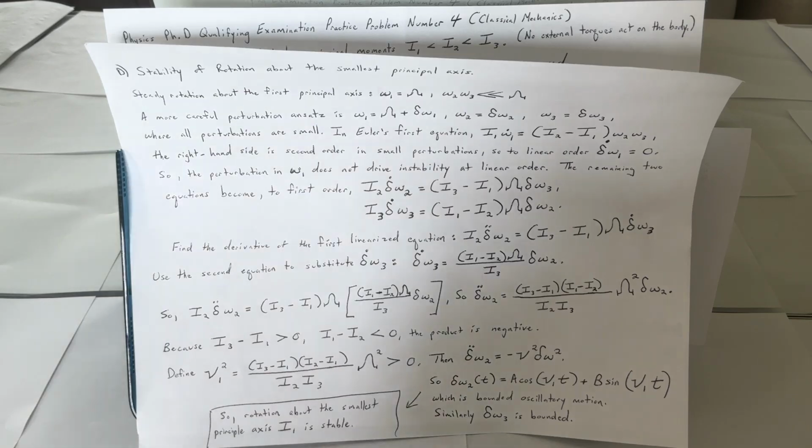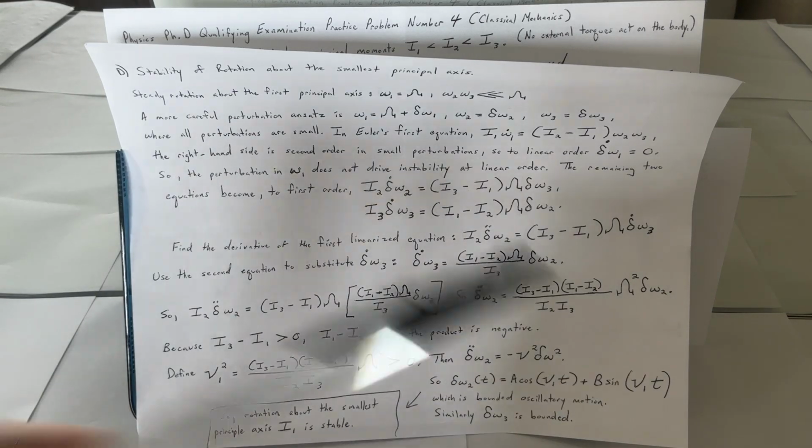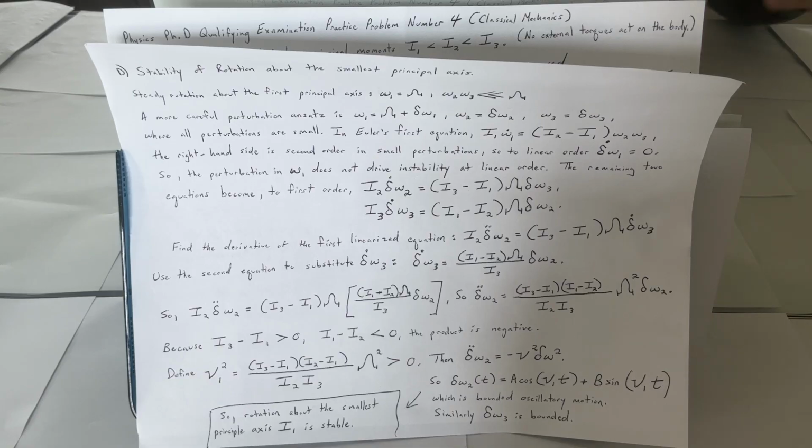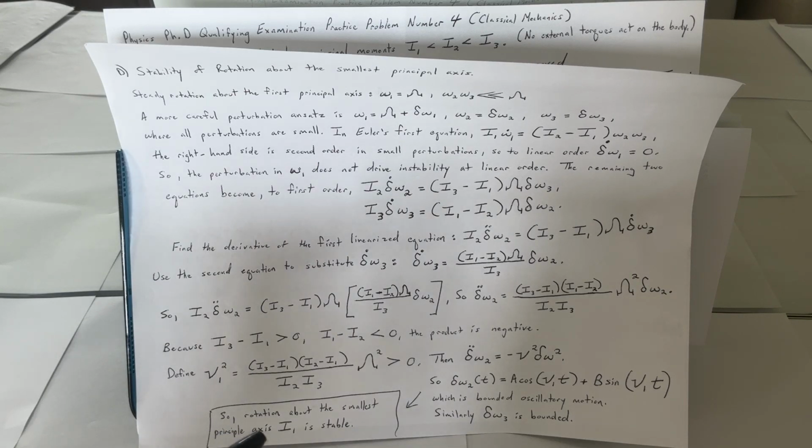So here, delta omega sub 2 of t is going to equal a cosine of nu sub 1 t plus b sine of nu sub 1 t, which is bounded oscillatory motion. And similarly, delta omega sub 3 is bounded. And we could say from this that the rotation about the smallest principal axis, I sub 1, is stable. Okay, so that is letter D.